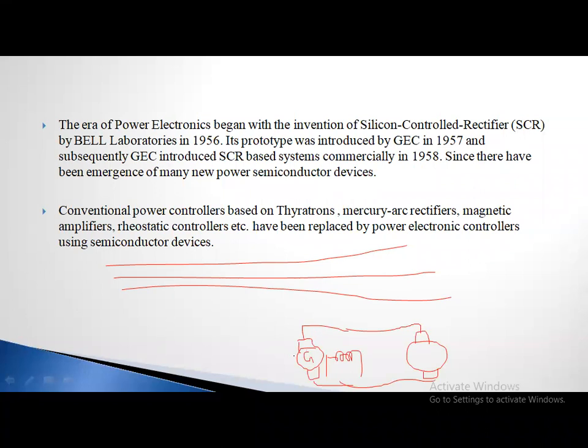So this generator, what is its input? Prime mover. Mechanical input. What is the output? Electrical energy. Input is mechanical energy and output is electrical energy. So where are we getting the mechanical energy? How can we give input for the DC generator? So we are using one more AC motor, not alternator.